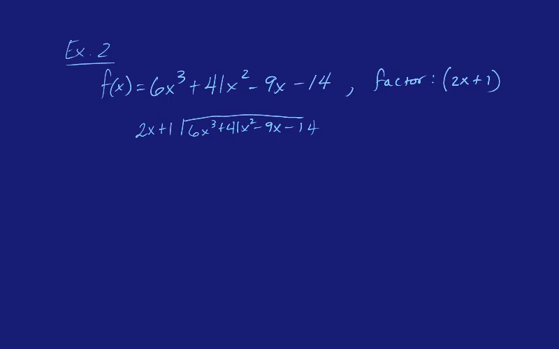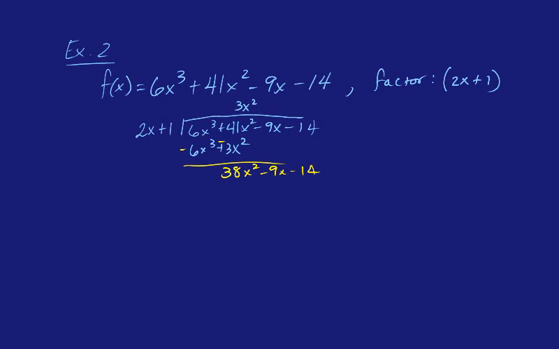I'm going to move pretty quickly through this though. So 6x cubed divided by 2x would be 3x squared, so I'm going to put that right here, 3x squared. Then that'd be 6x cubed plus 3x squared, and we're going to change the signs and add down. And so that would be 38x squared minus 9x minus 14.